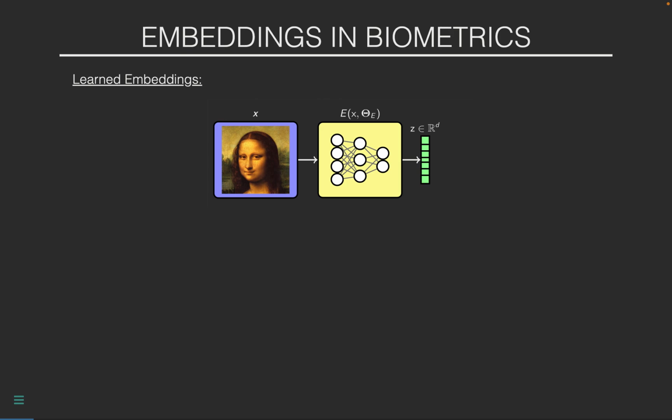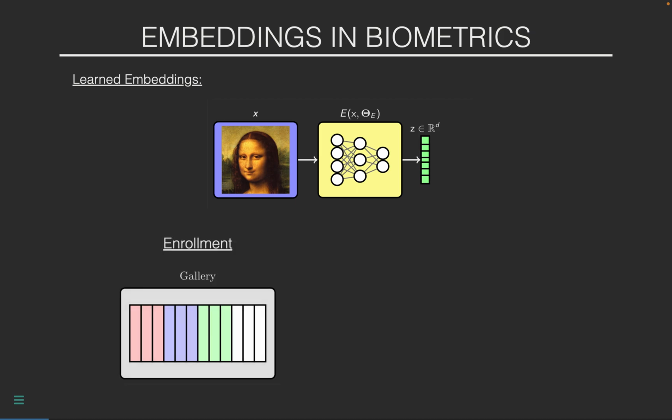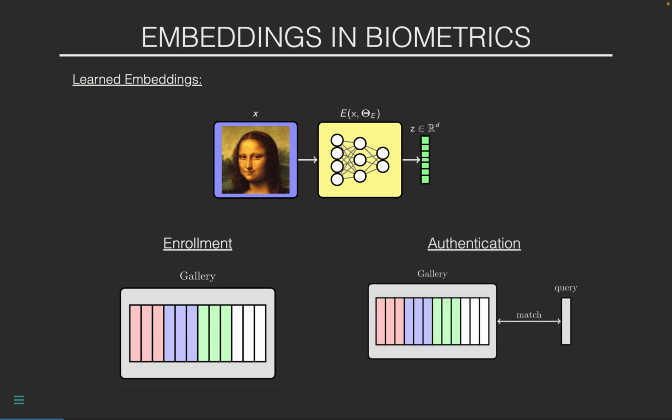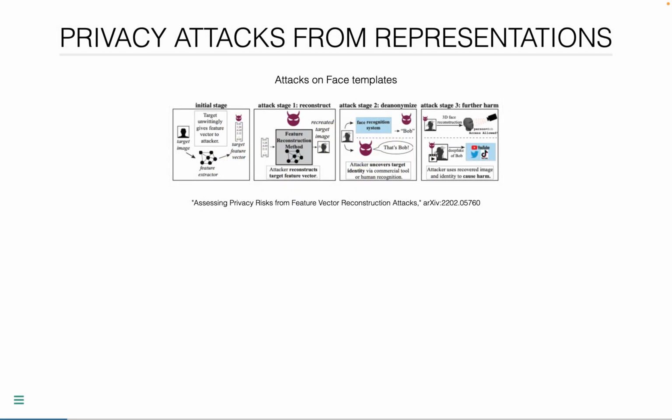Representations are a core component of biometric recognition. Given a biometric sample such as a face, features are extracted from the image. During enrollment, the features are added to a database, and during authentication, we match a query against a gallery of such features. The representations, however, can suffer from privacy attacks.